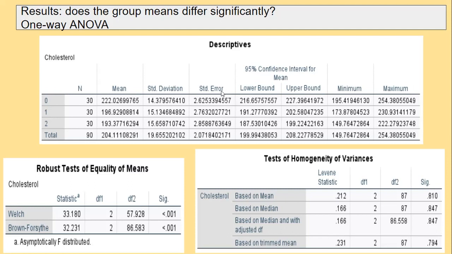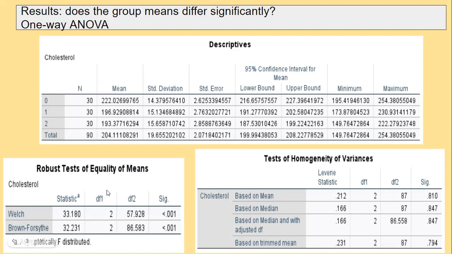We also have the standard error, as well as the minimum and maximum level of cholesterol in each group. As you can see, group 0 seems to have the highest level of cholesterol since they were not receiving any treatment. They were the control group. And group 2 seems to have the lowest level, from 149 to 222. In the 95% confidence interval, group 0 has the highest level and group 2 is the lowest.